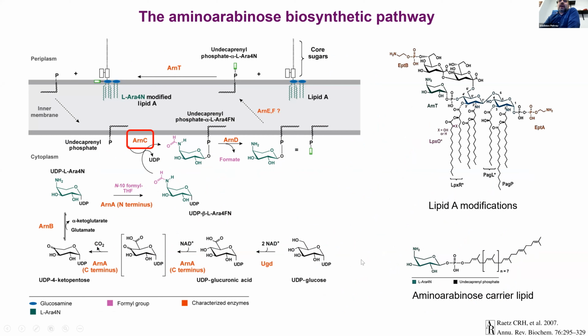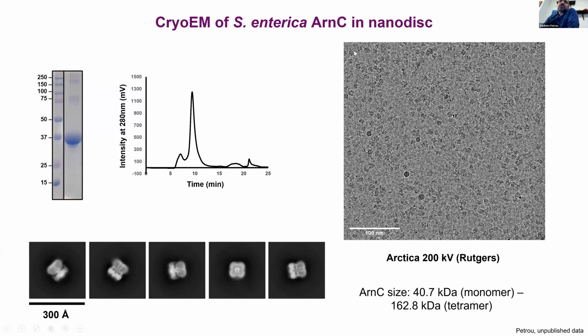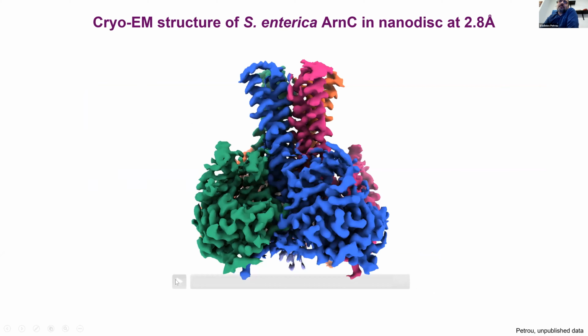So I'm going to tell you also about one very recent structure from the lab, which is a different protein in the same pathway, which is EptB. And this project we started completely at Rutgers. We were able to purify the protein, and with data that were collected at the Rutgers Arctica, we were able to obtain very nice 2D class averages and a reconstruction at 2.8 angstrom.